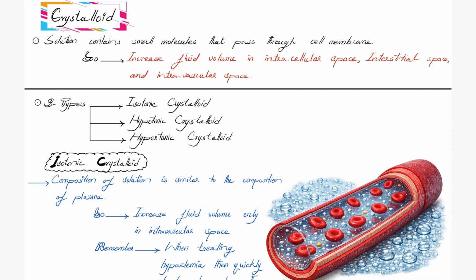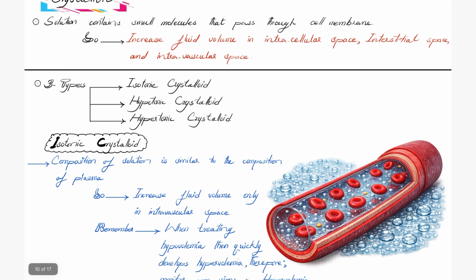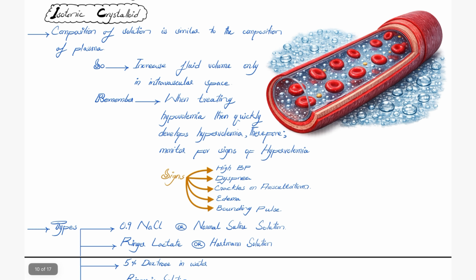So they increase fluid in intracellular space, interstitial space, and intravascular space. And there are three types of crystalloids: isotonic crystalloid, hypotonic crystalloid, and hypertonic crystalloid. Now let's first talk about isotonic crystalloid. The composition of the isotonic crystalloid is similar to the composition of plasma. So it increases fluid volume only inside the vessel, only in the intravascular space.